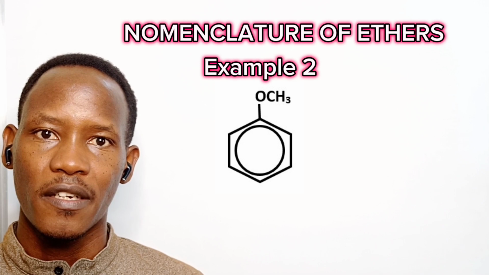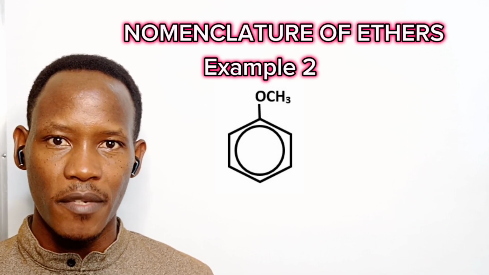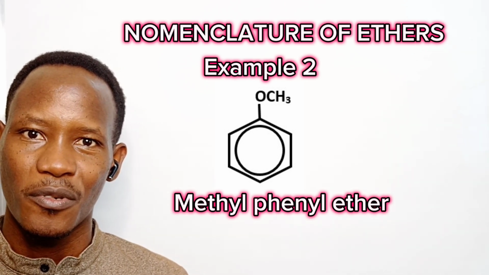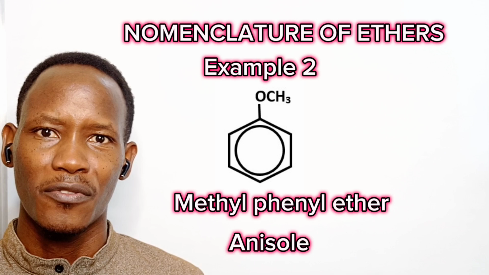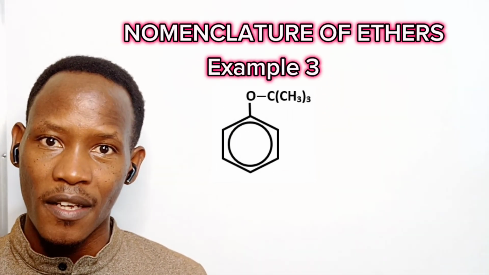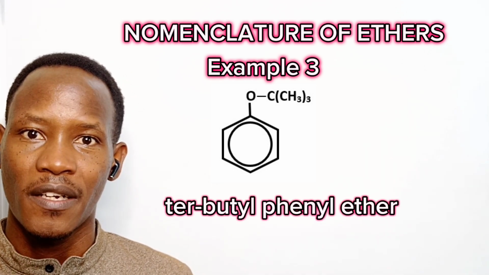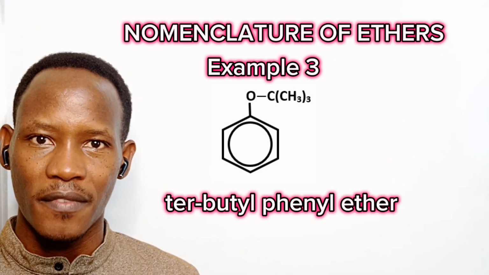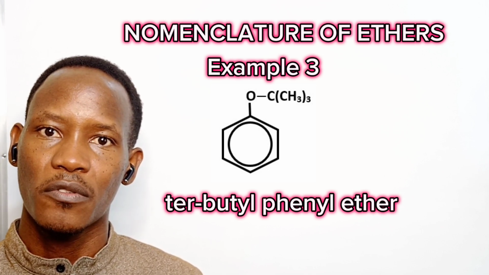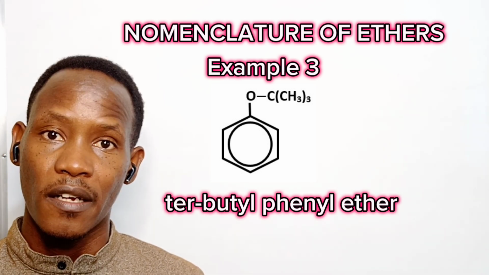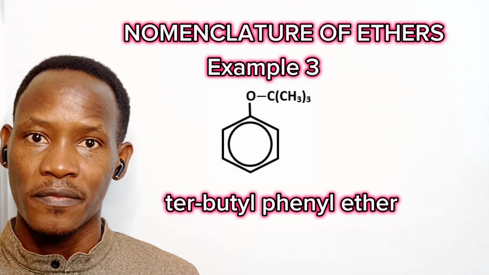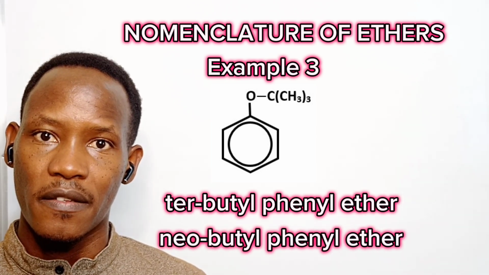Example 2 displayed there is methyl phenyl ether. This is what we also called anisole, if you still remember. Example 3 displayed there is tertiary butyl phenyl ether. Now notice that the tertiary butyl group can also be known as neobutyl, and therefore this compound can also be known as neobutyl phenyl ether.